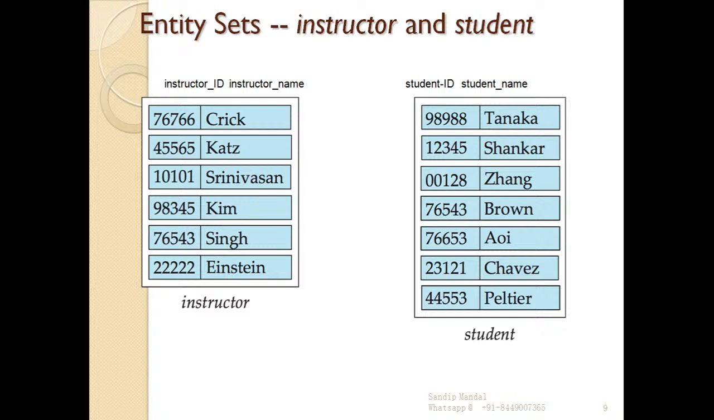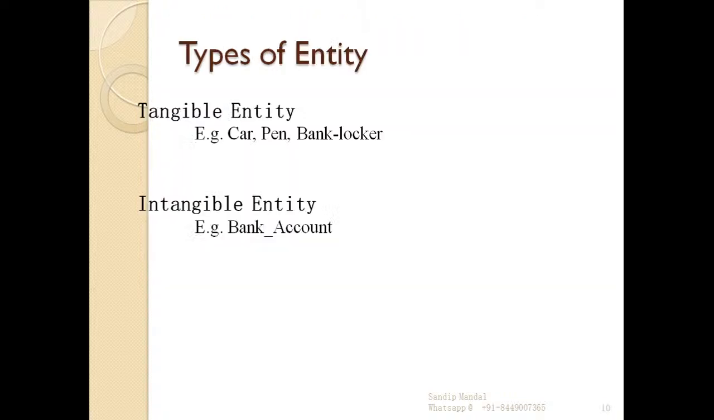Next we go to the next slide, the types of entity. We already discussed that: tangible and intangible, meaning physical and abstract. The concept again comes to physical and abstract. For example, those entity sets that are present in real life in front of you are considered tangible.